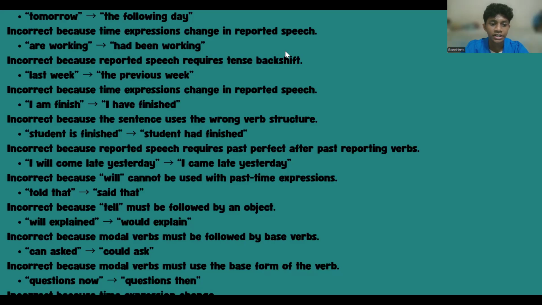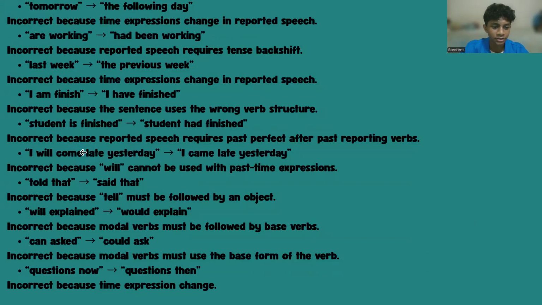"Told that" to "said that," incorrect because tell must be followed by an object. "Will explain" to "would explain," incorrect because modal verbs must be followed by base verbs. "Can asked" to "could ask," incorrect because modal verbs must use the base form of the verb. And the last one is "I question now" to "question then," correct because time expressions change.